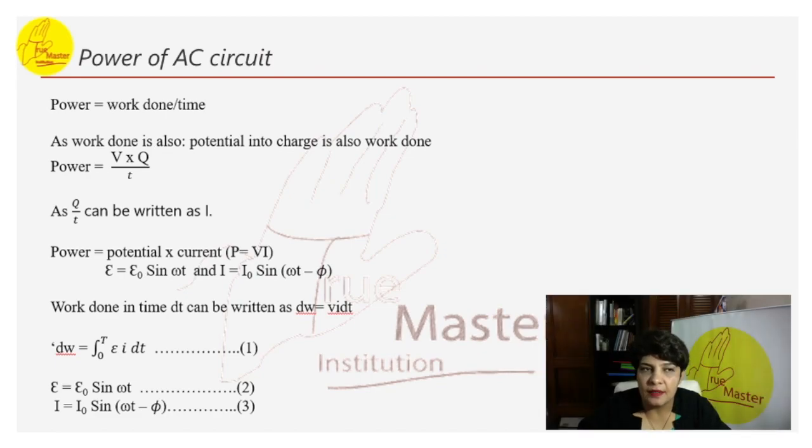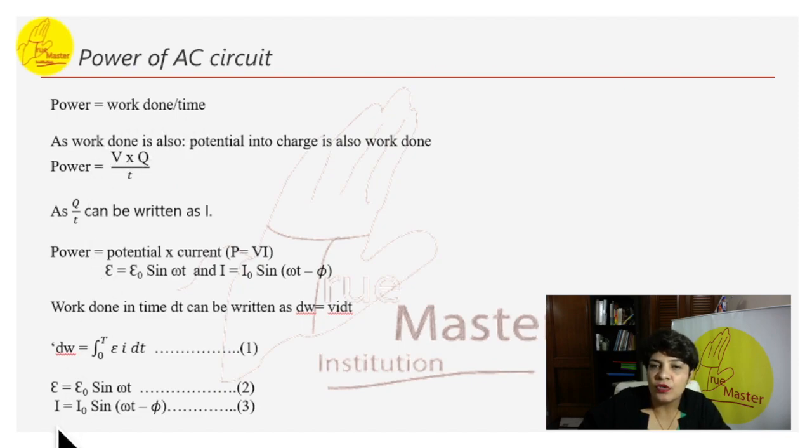Power of AC circuit. The rate at which electrical energy is consumed in an electric circuit is called power. That is, power is equal to work done by time. So work done by time is power.